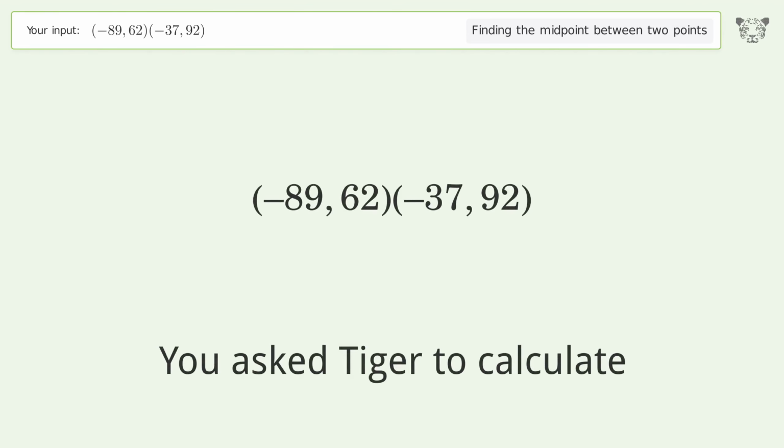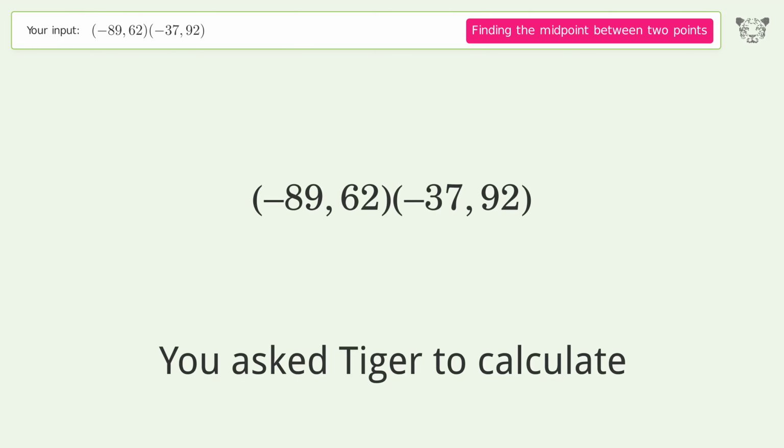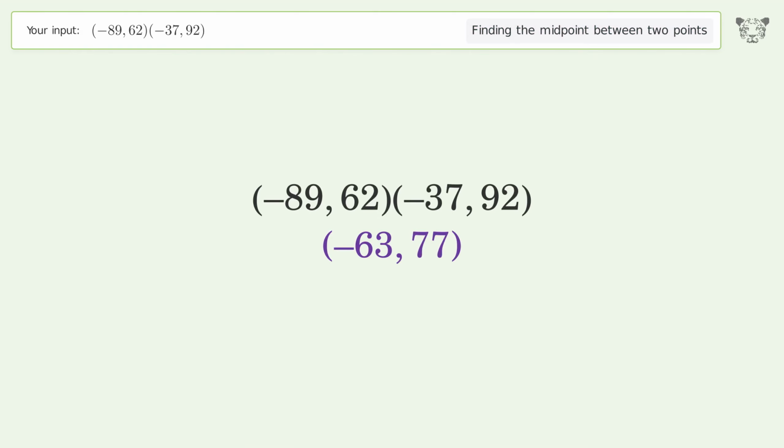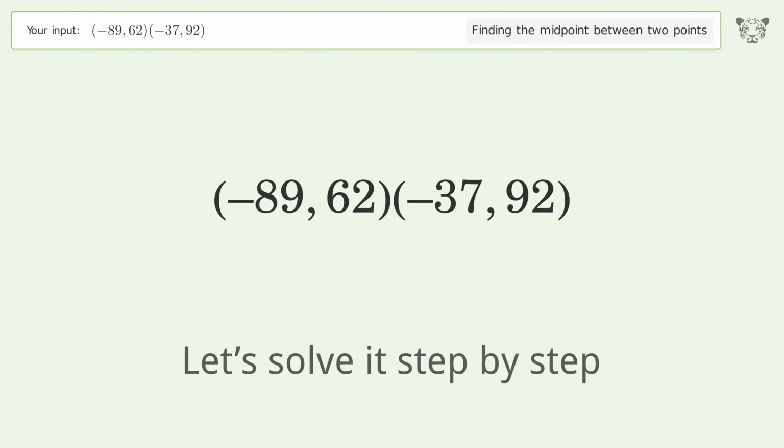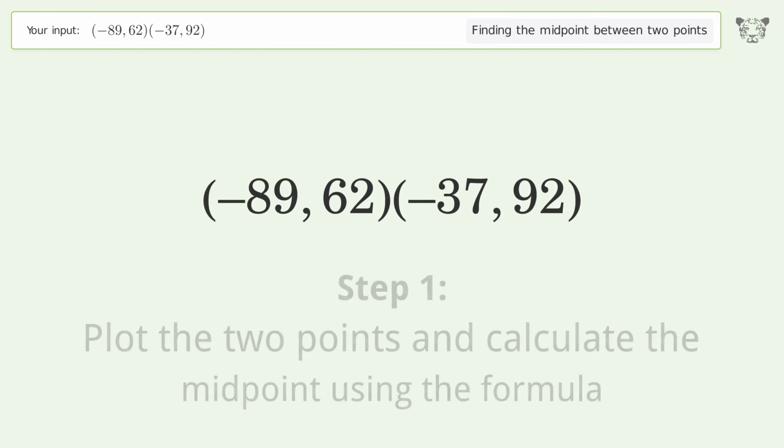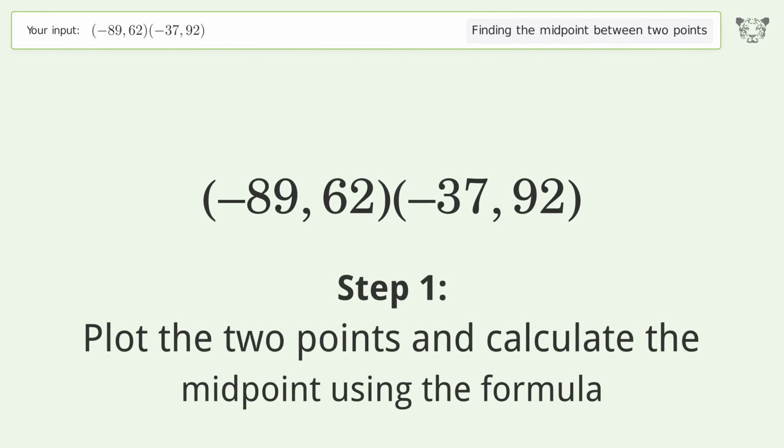You ask Tiger to calculate. This deals with finding the midpoint between 2 points. The midpoint between the 2 points is negative 63, 77. Let's solve it step by step. Plot the 2 points and calculate the midpoint using the formula.